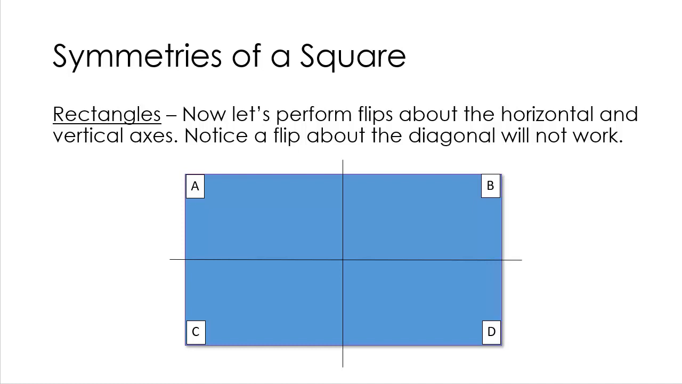All right, what about flips? Again, here's our original orientation. This is what we call R sub 0, right?